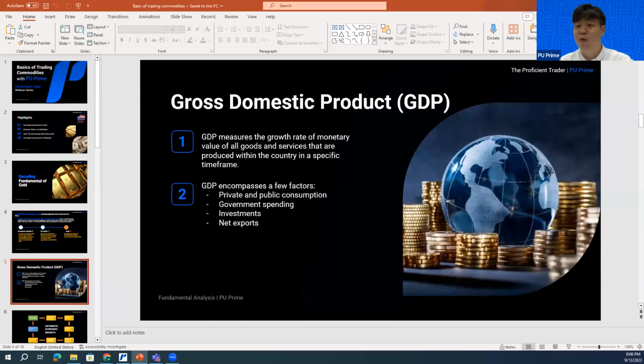Gross domestic product seems very confusing, but you can just memorize or understand it as the overall country income or revenue. To use the actual formal words, GDP measures the growth rate of the monetary value of all goods and services that are produced within the country in a specific time frame, just like the revenue of the country.